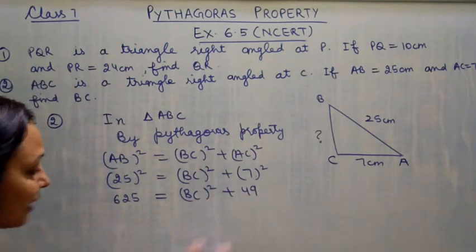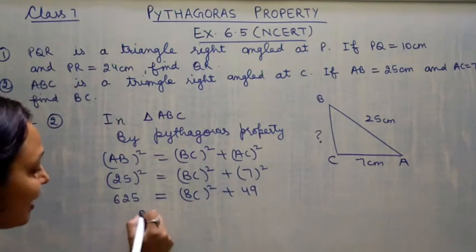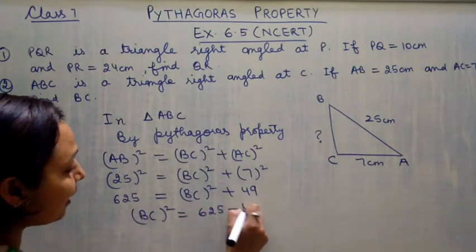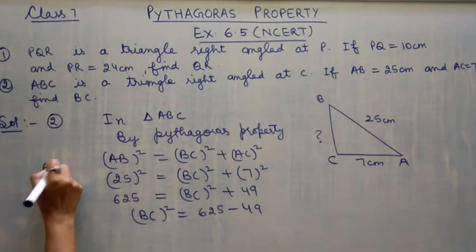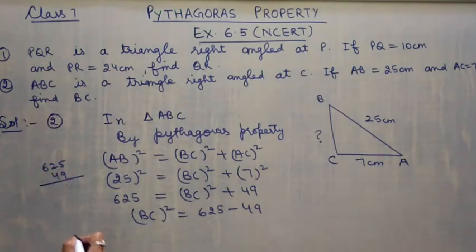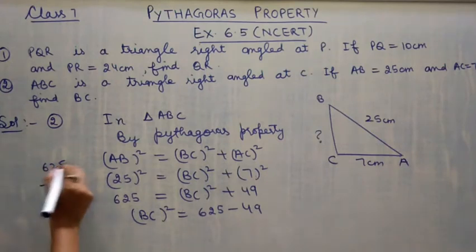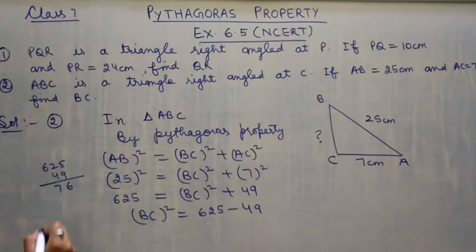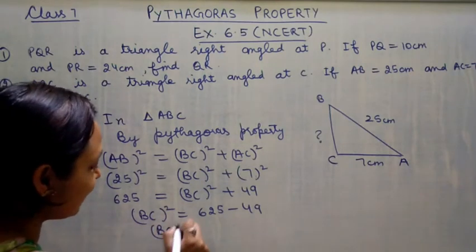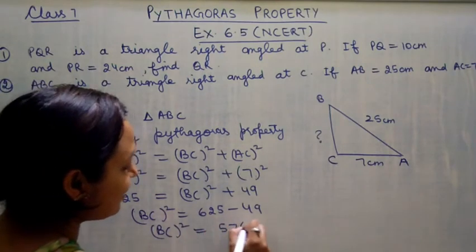So this comes here with a subtraction sign. The BC whole square is equals to 625 minus 49. 625 minus 49: 9, 10, 11, 12, 13, 14, 15. This is 6, carry, then 7, 8, 9, 10, so 576. So BC whole square is 576.